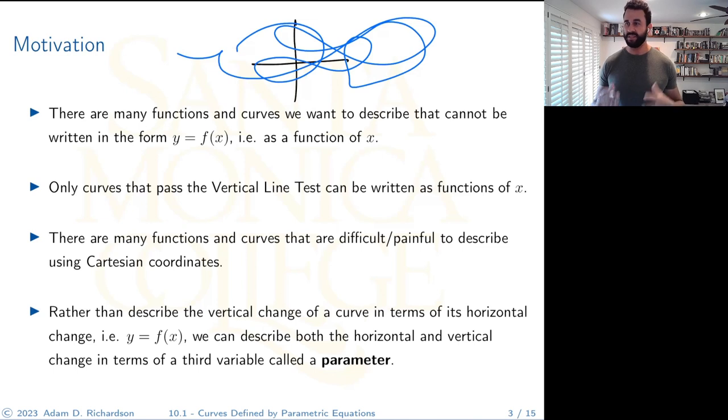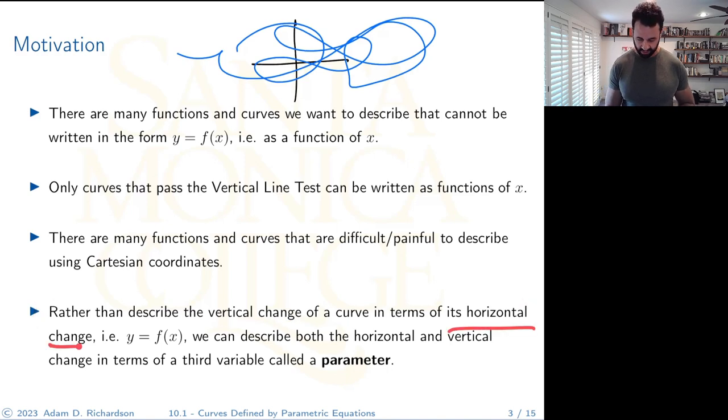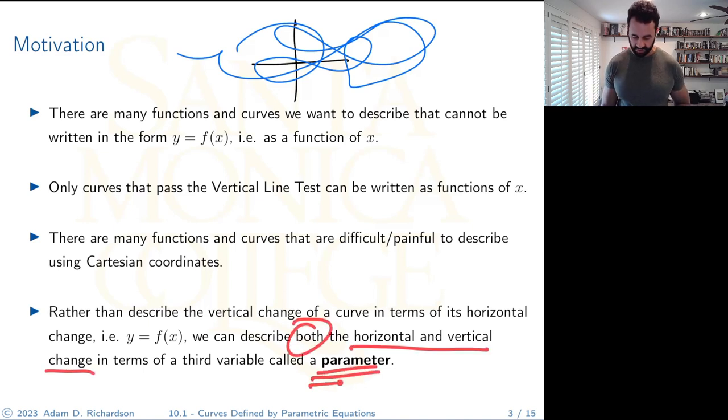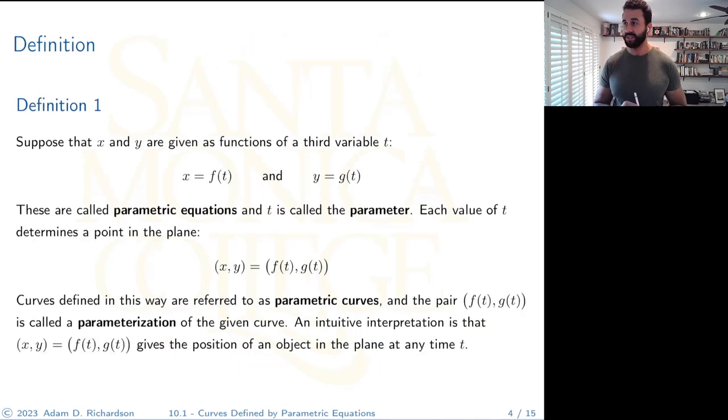So what we're going to do is this. Rather than write the vertical change as a function of the horizontal change, we're going to describe both the horizontal and the vertical change in terms of a third variable called a parameter. So we're going to introduce another variable, and that variable is going to let us distinguish between what's happening in the x direction and what's happening in the y direction. All right? So here's the definition.